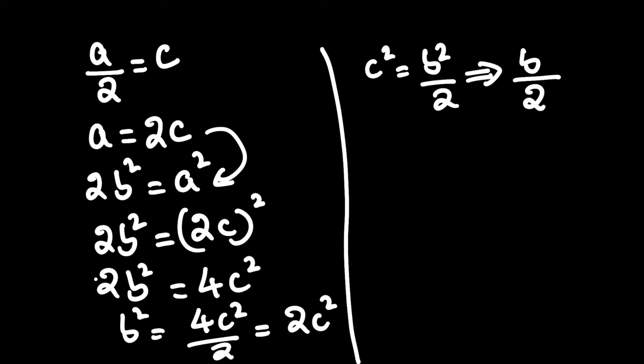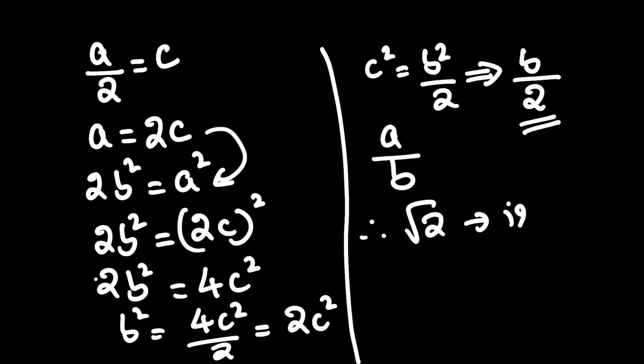But remember, we said when we assumed root 2 as rational that a over b were co-primes, meaning they should have a common factor of 1. But we see over here that a and b have a common factor of 2 other than 1. Therefore, a over b are not co-primes, which is contradictory to our assumption. Therefore, root 2 is an irrational number.